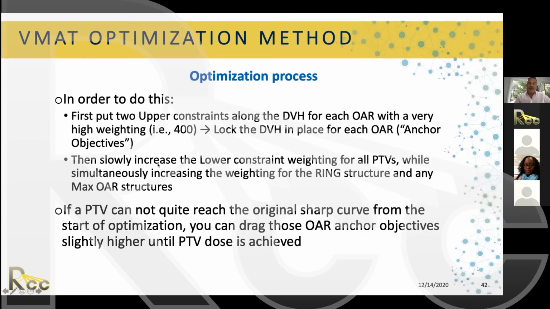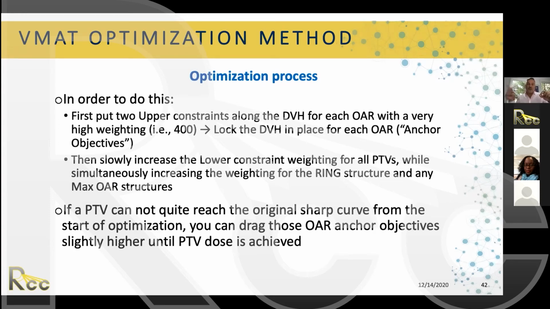How do you do this? There is a little trick that we do in this method: we put upper constraints along the DVH for each OR with a very high weighting. And I'll show you in a minute a graph on that. For example, 100. That's basically just to lock the DVH, like for example for the parotid, you lock the DVH there.